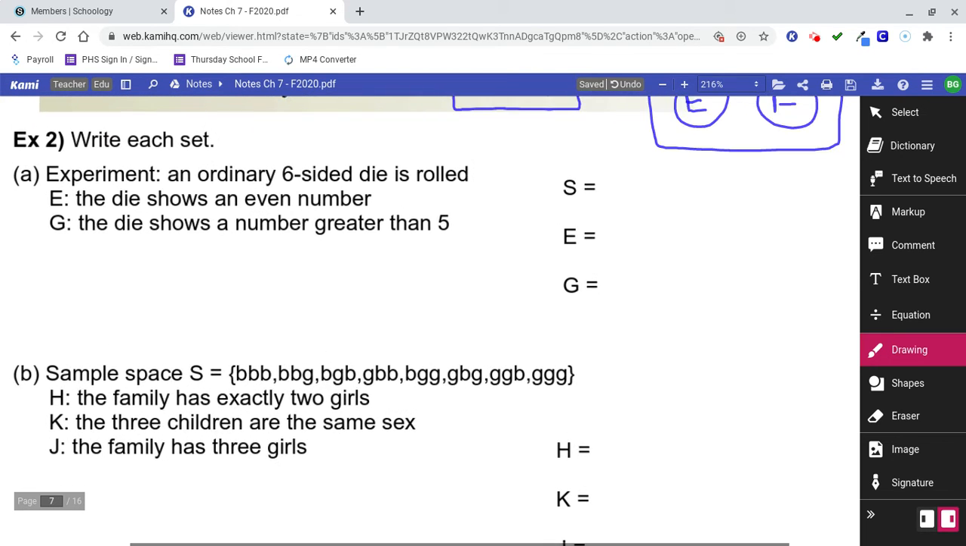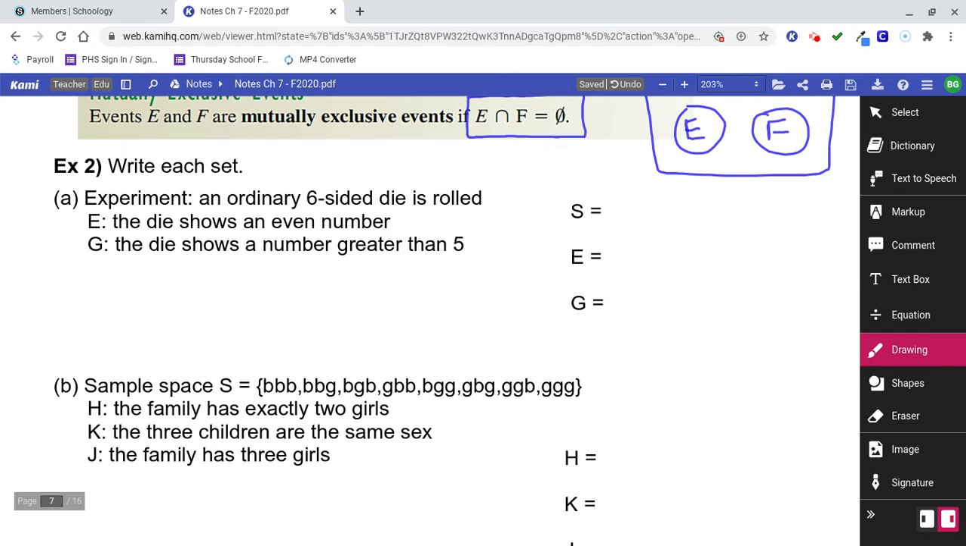Number 2, write each set. Part A, an experiment is an ordinary 6-sided die is rolled. You've all played board games with a 6-sided die before. The sample space is just what is possible. So what is possible on my 6-sided die? 1, 2, 3, 4, 5, 6. That is the sample space, and the sample space lists out all of the possible outcomes.